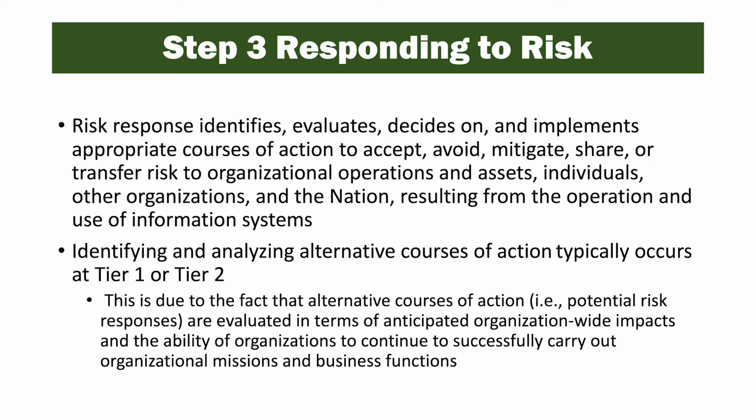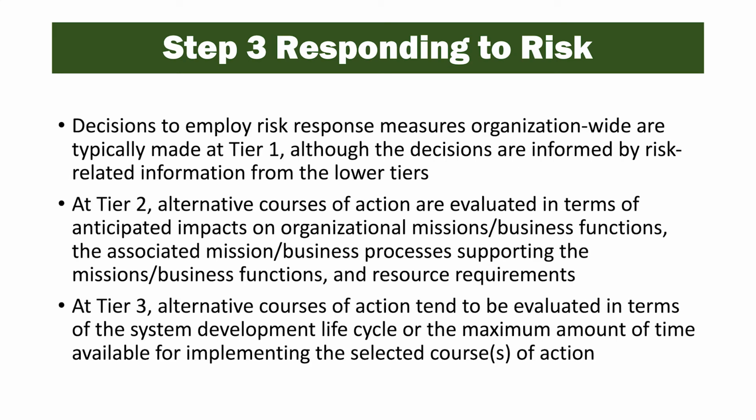So these decisions are made at normally higher levels in the organization, where those risks can be looked at the organizational level and not the system level. Decisions to employ risk response measures organization-wide are typically made at Tier 1. That's normally where we see the authorizing official. Although decisions are informed by risk-related information from the lower tiers. Of course, Tier 2 and Tier 3 provide information to organizational leaderships to make these risk-based decisions.